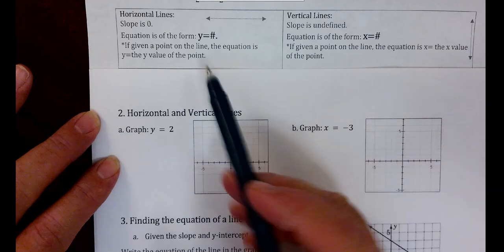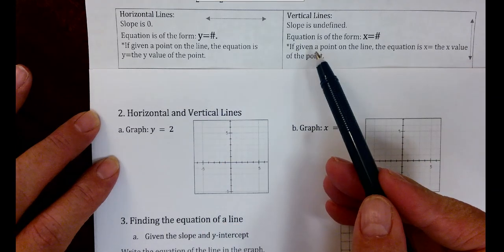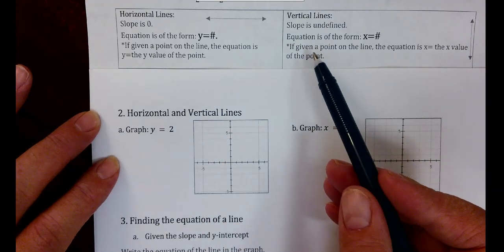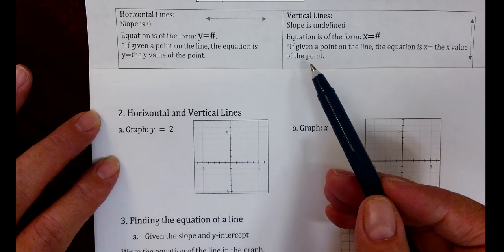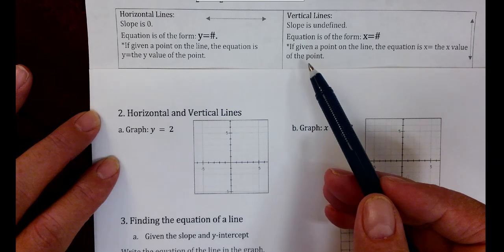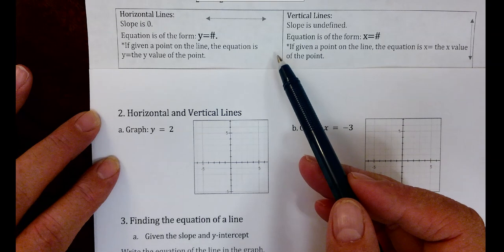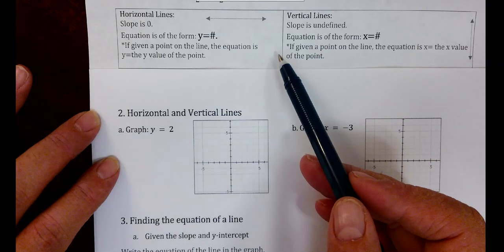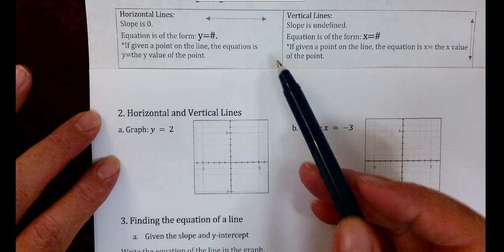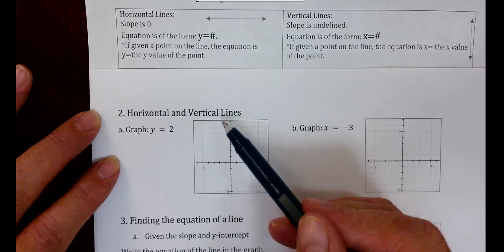And this information comes from the back bottom of the first page. So the page that's your reference page, you have a chart on the back at the bottom of that page that has this information. So we're going to use this information in order to graph our horizontal and vertical lines.